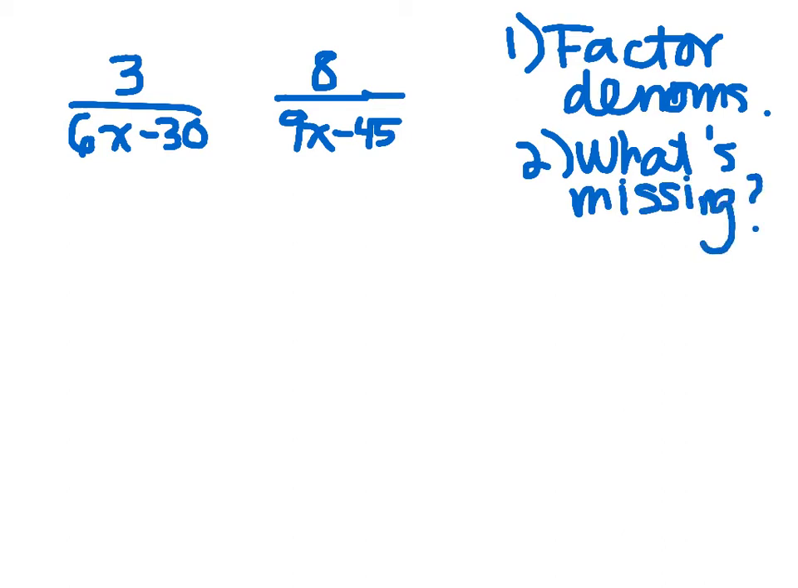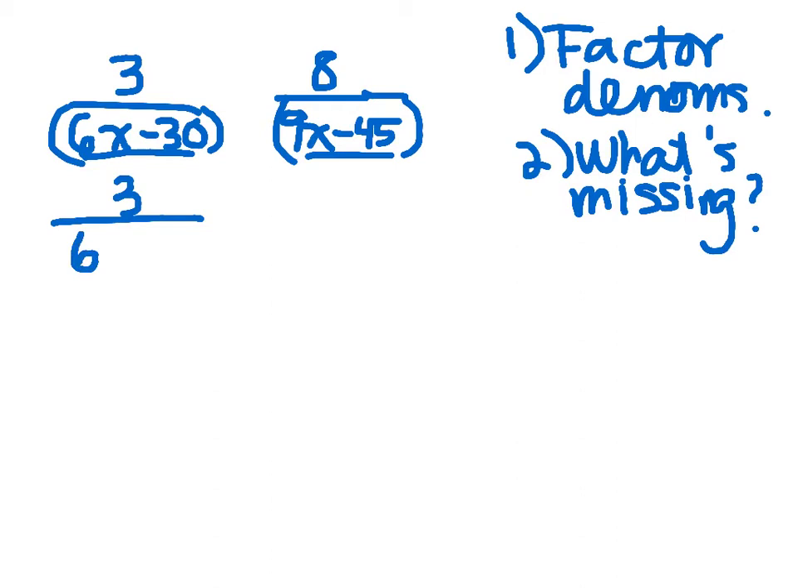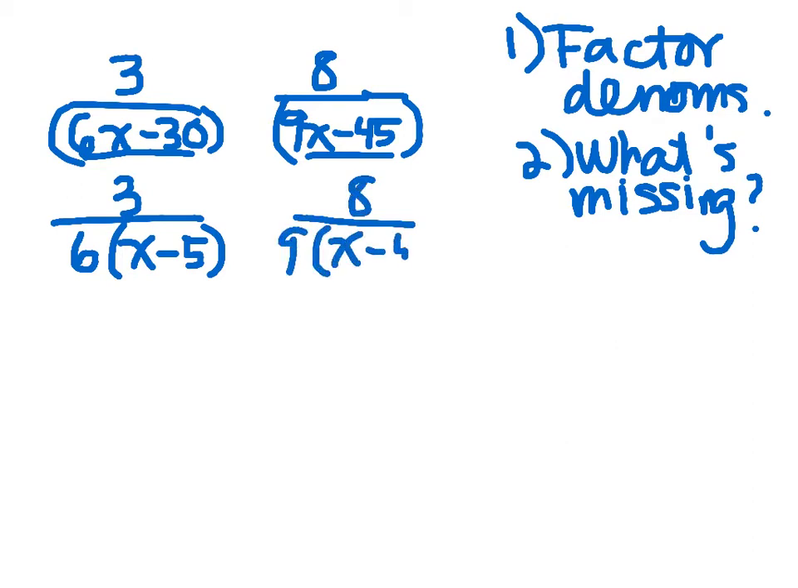So the directions on this kind of problem are just find the least common denominator. So first we're going to factor. And you might want to always put your things in parentheses so you're not tempted to think of these as parts. This is an entire number, this is an entire number, and we have to work with it as such. The GCF of this is 6. That leaves us with x minus 5. The GCF of this is 9, leaving us with x minus 5.